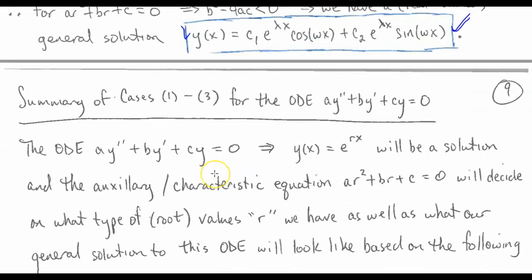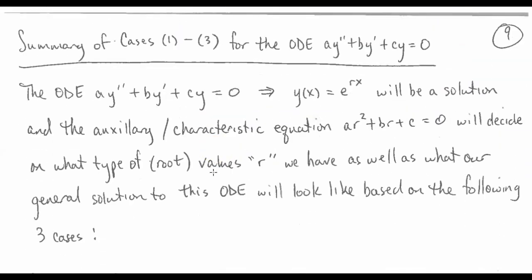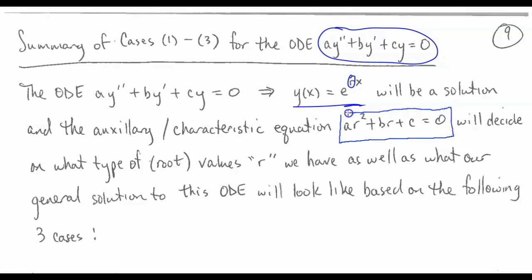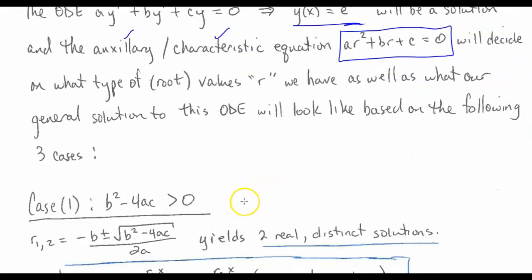All right, so here for the summary, again, we remind you that in general, e raised to the rx is a general solution to this type of differential equation. What constitutes what our r is going to be will be this quadratic equation here, and we will refer to this equation as either the auxiliary equation or the characteristic equation. All right, so now let's go through the 3 cases here.